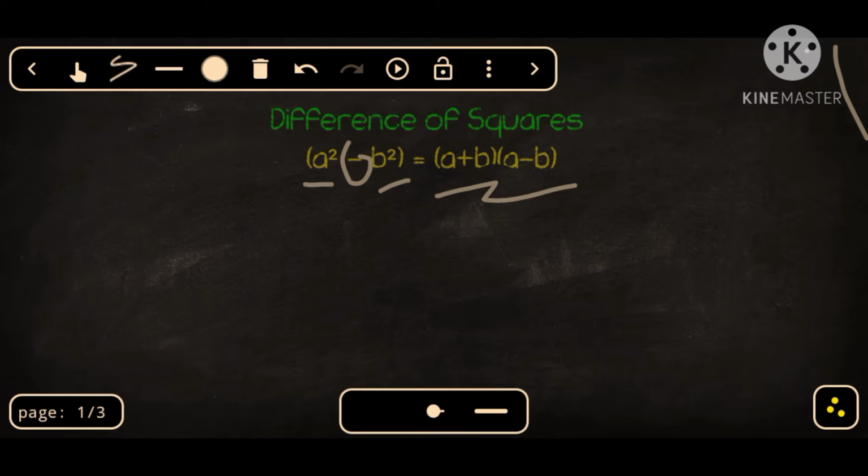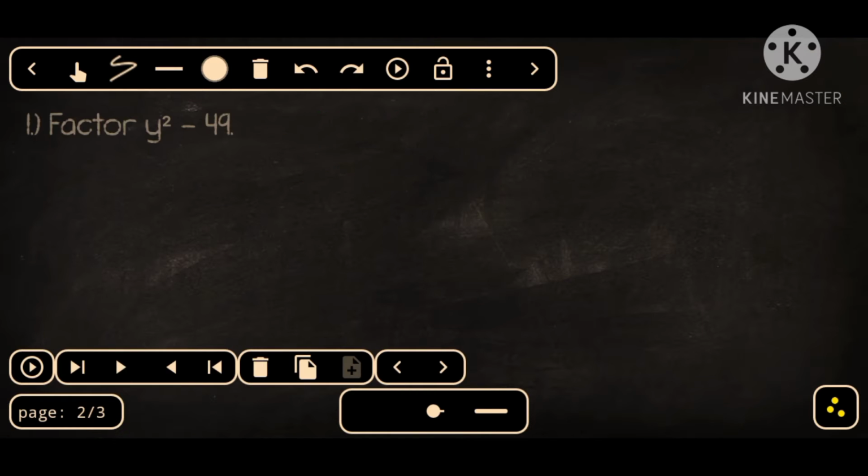Again, if the polynomial is a binomial, and the operation is subtraction, and the first term and the second term are squared, then our factors would be a plus b times a minus b. Okay, so let's have an example. Factor y squared minus 49.